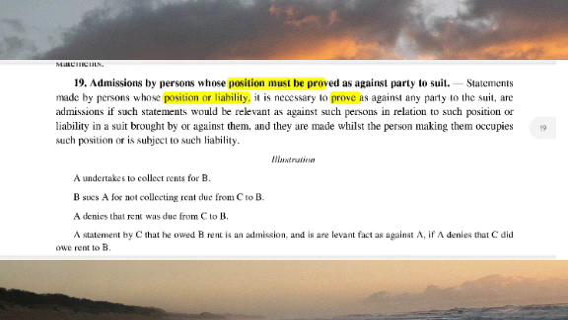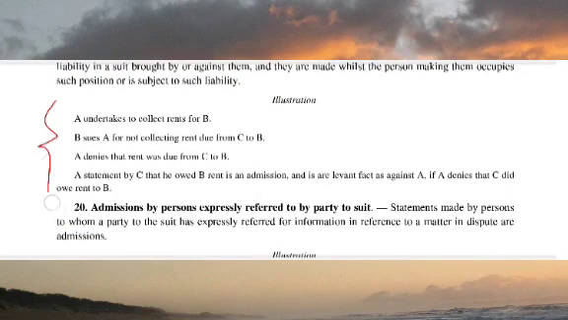These two lines are important. Then move to the illustration. It's relating to collecting rents. So A undertakes to collect rents for B.